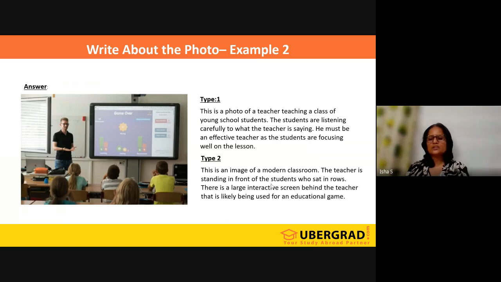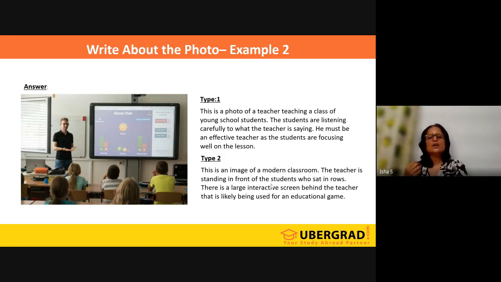Now the answer in the more descriptive way. This is a photo of a teacher teaching a class of young school students. The students are listening carefully to what the teacher is saying. He must be an effective teacher as the students are focusing well on the lesson. Type 2: This is an image of a modern classroom. The teacher is standing in front of the students who sat in rows. There is a large interactive screen behind the teacher that is likely being used for an educational game. So the person who replied about the game, your answer is right. You're on the right observation.